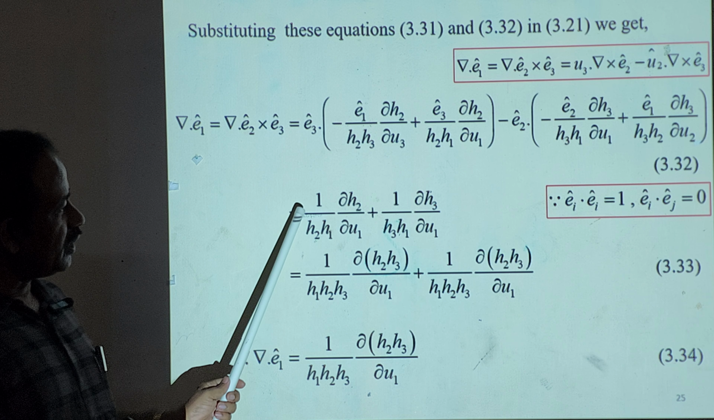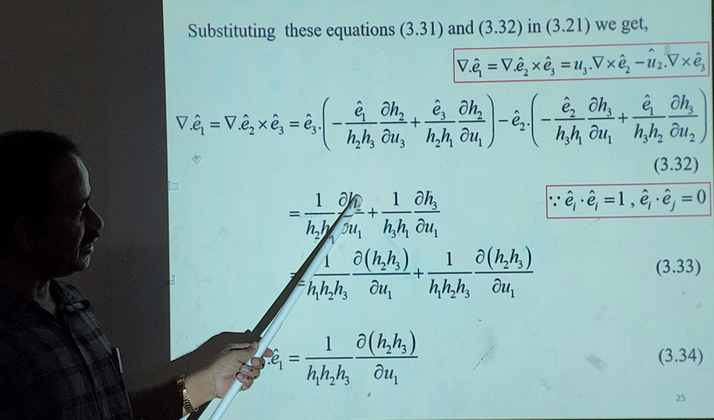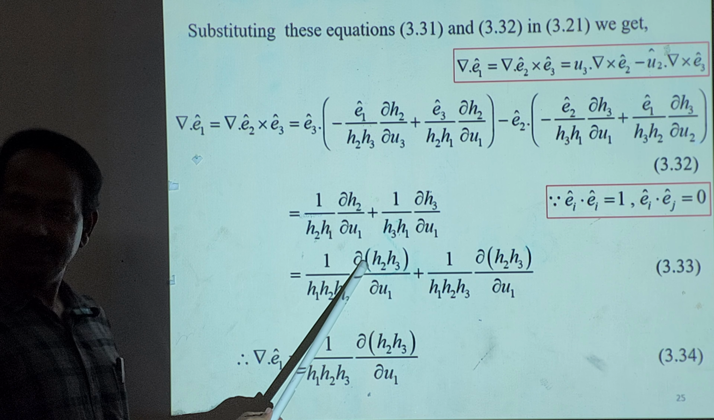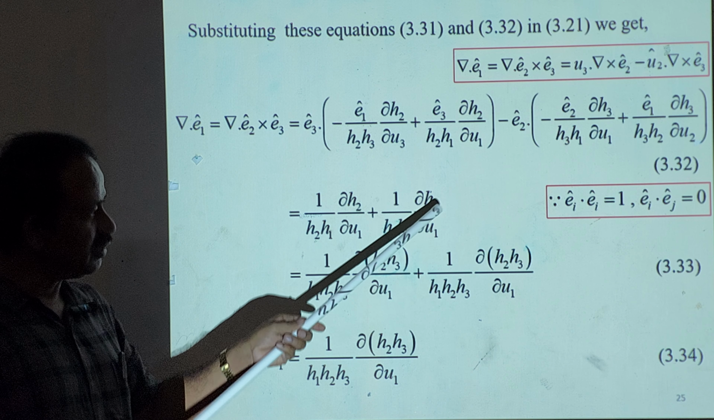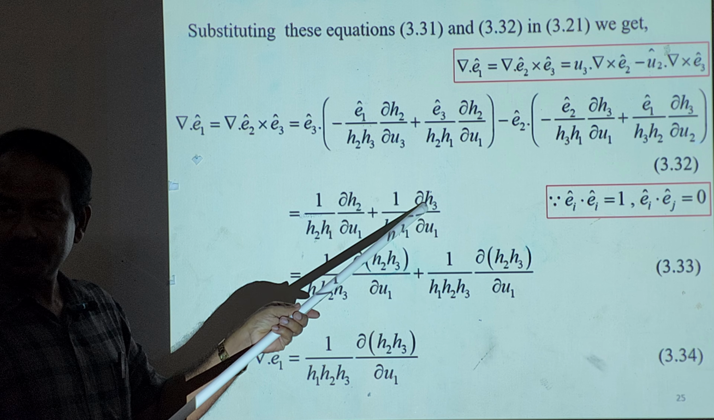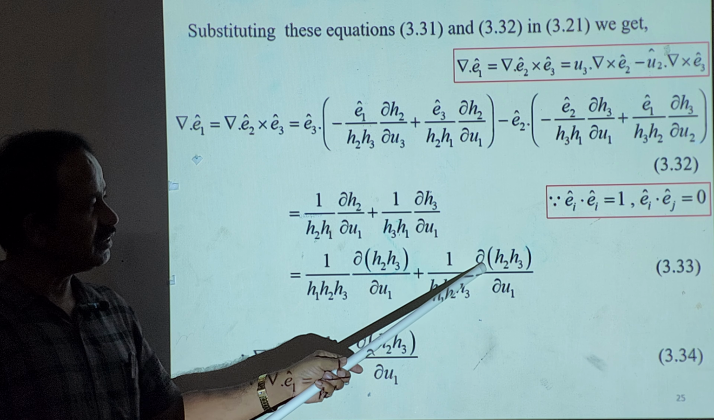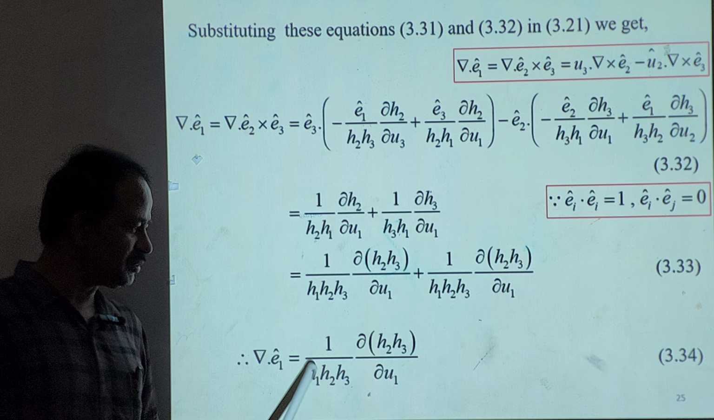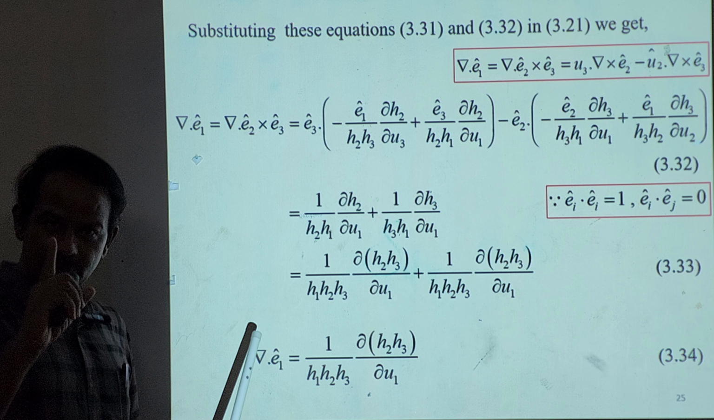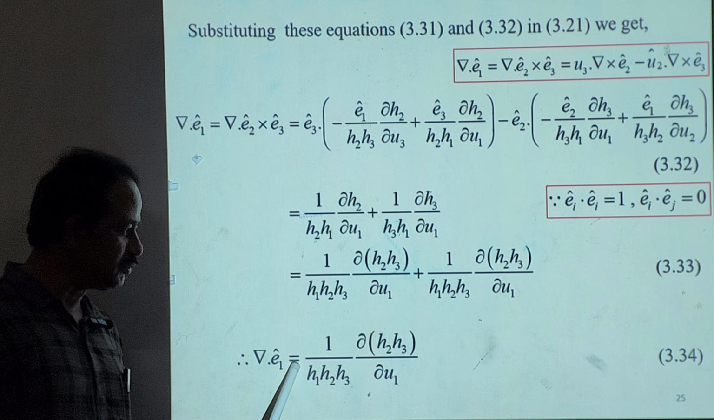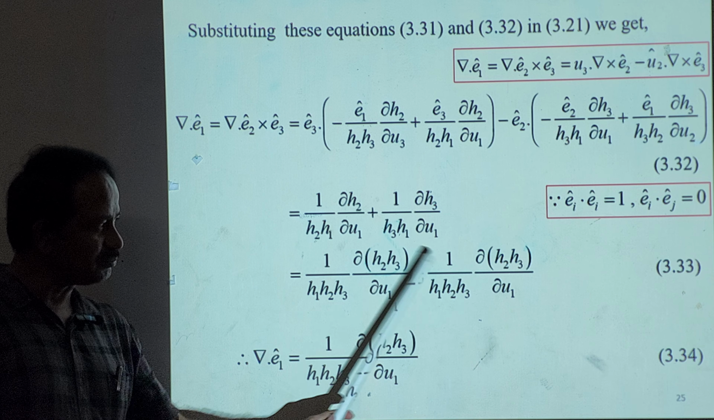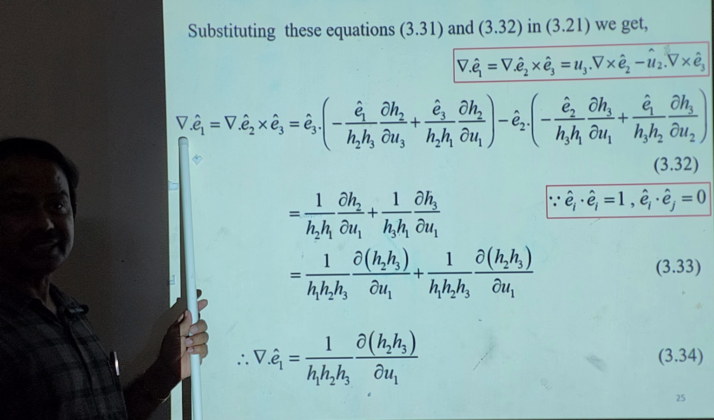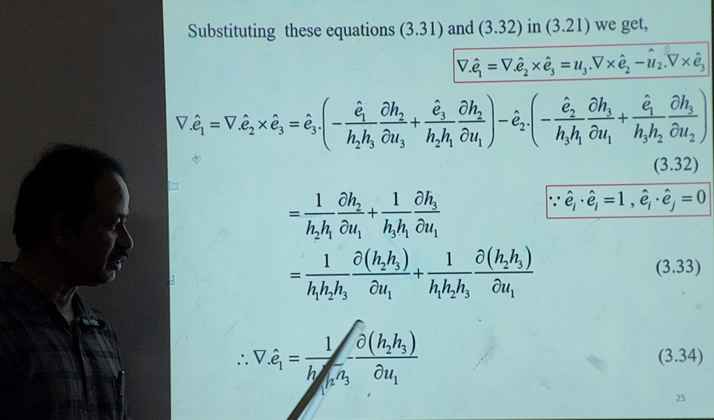Now as usual I am going to multiply by h3 here and divide by h3. So that will give me 1 by h1 h2 h3, d of h2 h3 divided by d xi1. I am going to multiply this by h2, so that will give me partial d of h2 h3 divided by h1 h2 h3. If both are the same, we can replace this by only one. So del dot e1 is given by this.